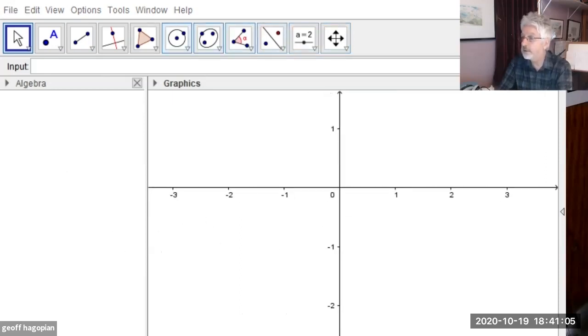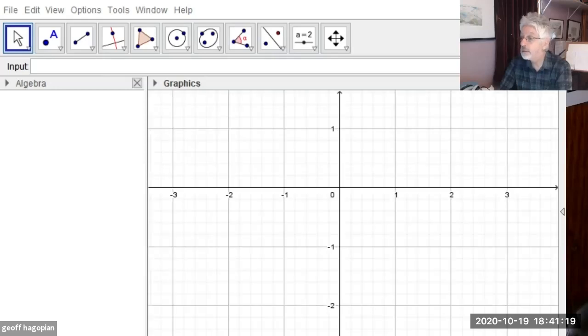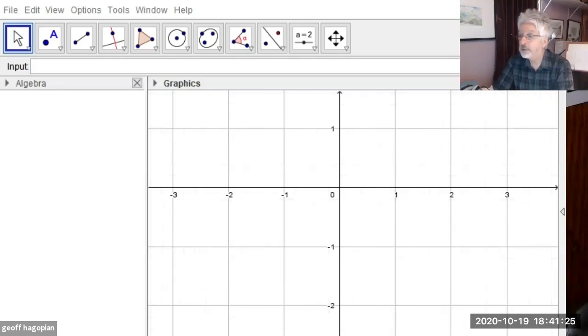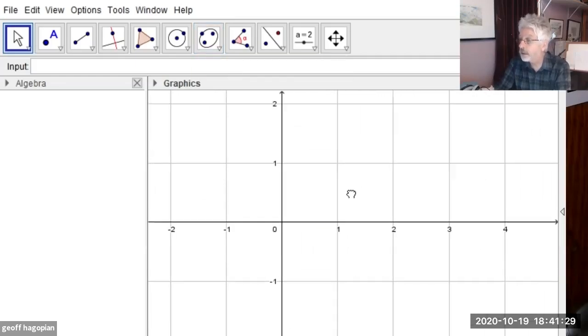Should we turn on the grid lines? Options, advanced. Is it this one? The grid. Show grid. Yeah. Just the major grid lines will do. Okay. So now we're looking at the grid.